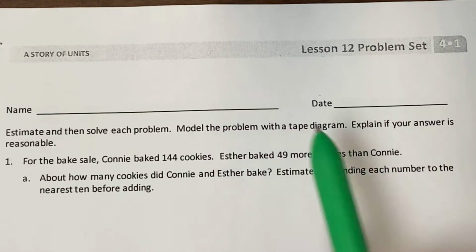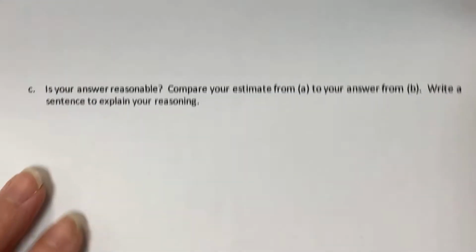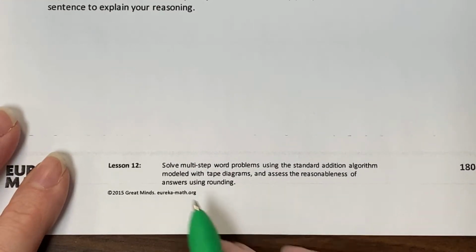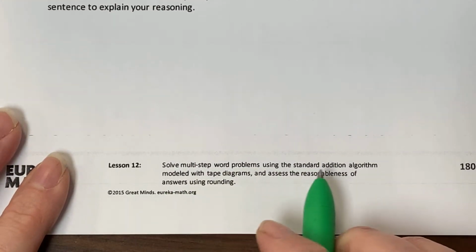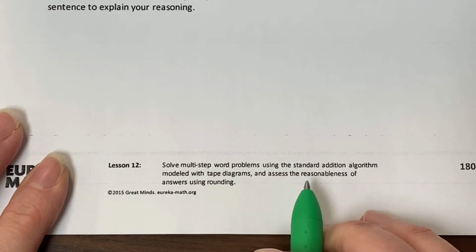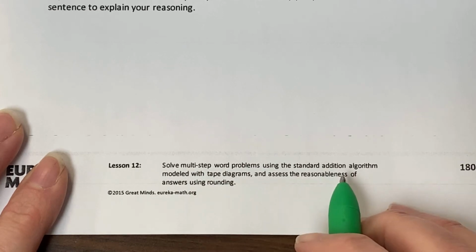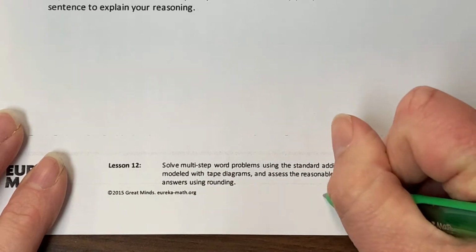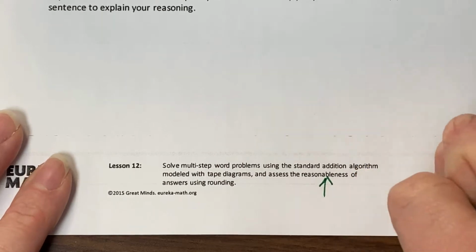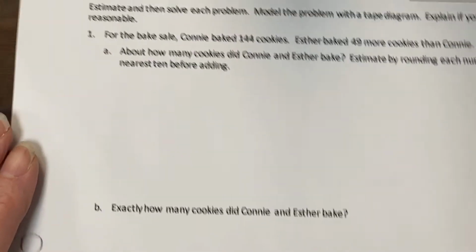All right, ladies and gentlemen, this is the lesson 12 problem set. The I can statement is: solve multi-step word problems using the standard algorithm modeled with the tape diagram and assess the reasonableness of the answer. Remember, reasonableness just means it makes sense. If it doesn't make math sense, then it's not reasonable.